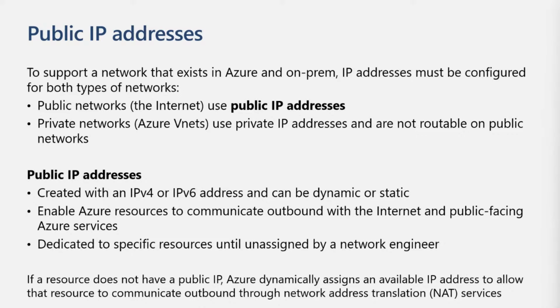So to support your network that exists in both places, on Azure in the cloud and also on-prem, you have to configure IP addresses for both types of networks. So an example of a public network would be like the internet that uses public IP addresses, while a private network, which is your Azure Virtual Network, which essentially is like an isolated island that is not connected to anything unless you implement something like peering, those use private IP addresses, and those are not routable using public networks.